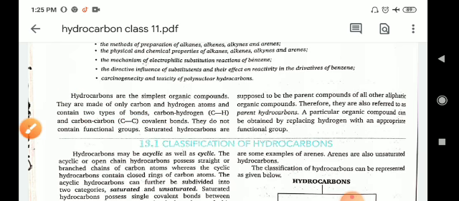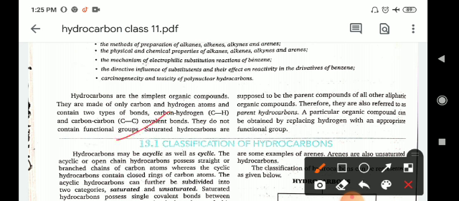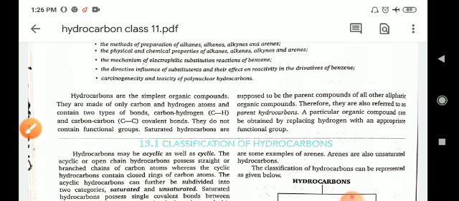Hydrocarbons are divided into two parts, saturated hydrocarbons and unsaturated hydrocarbons. Saturated hydrocarbons are known as aliphatic organic compounds, while unsaturated hydrocarbons are also called aliphatic hydrocarbons. But there is a different type of hydrocarbon known as aromatic hydrocarbons. Therefore they are also referred to as the parent hydrocarbon. A particular organic compound can be obtained by replacing hydrogen with the appropriate functional group.